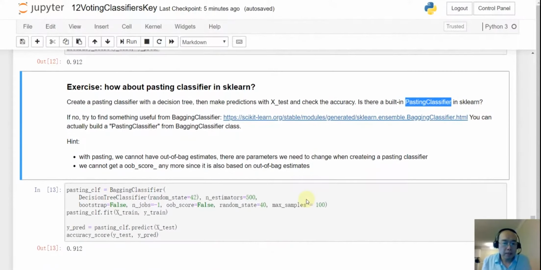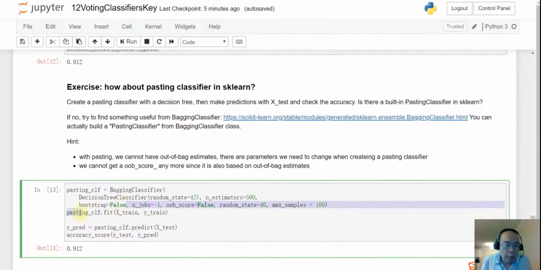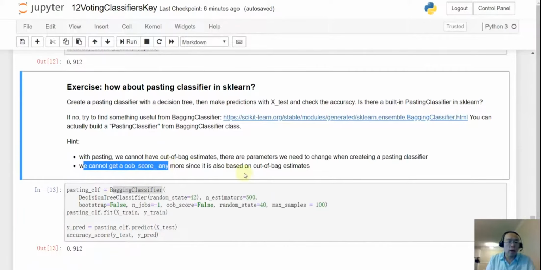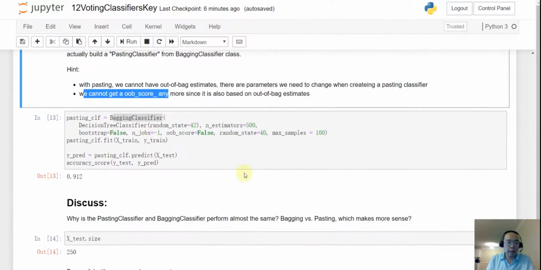Okay, this is my answer, and that is here. Where is it? Okay, bootstrap. If we specify bootstrap equals false, even though this is a bagging classifier, we are drawing without replacement, and that is pasting. So we have a pasting classifier. However, in this case, we can't do OOB score anymore. OOB score is only for bagging.